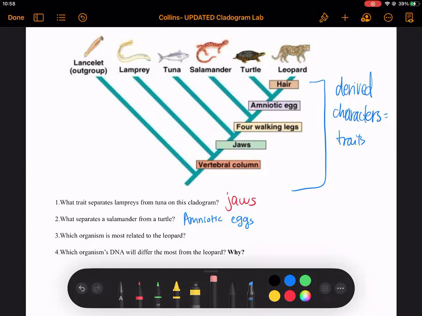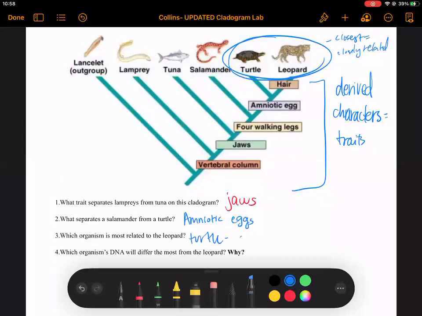All right, number 3, which organism is most closely related to the leopard? What are we thinking for this one? Mosahid says turtle. Why do you say that, Mosahid? In the reading, it says whatever's the closest to something else is more closely related. Exactly, right? Because these are closest on the diagram, that means they are closely related. Closest on cladogram equals closely related. Great job.